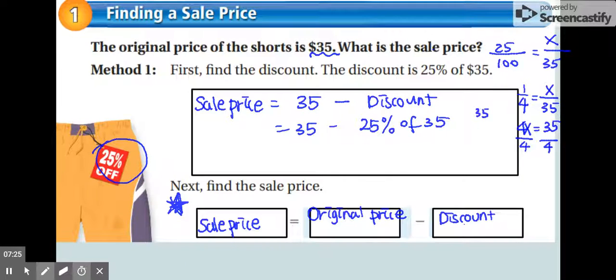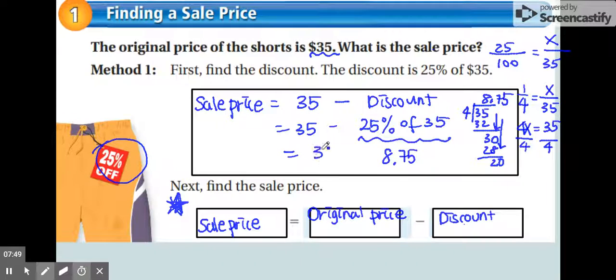So if you do 35 divided by 4, 8, 32, and 3, and decimal, and put down 0, and 7, 28, and 2. So you have to put another 0, and 5. So it's going to be $8.75. If you subtract this from 35, you're going to find the answer, right? I'm going to do 35 minus $8.75 here. Make sure that you line up the decimal points. So it's going to be 25, and this is going to be 4 and 6 and 26. So you're actually paying $26.25.